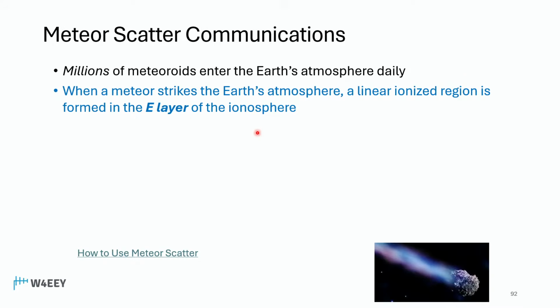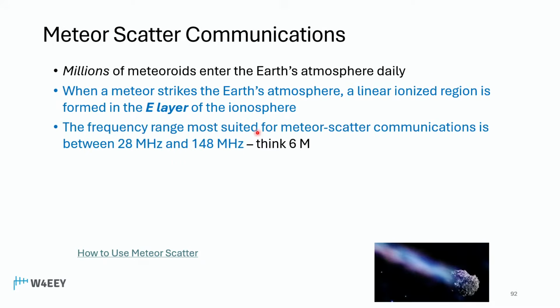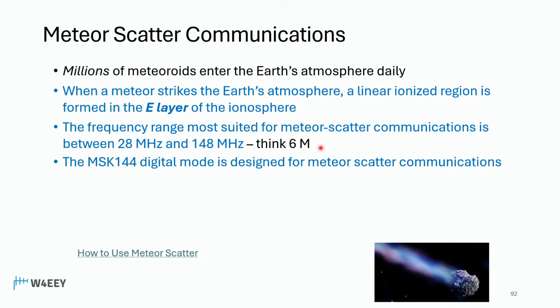Well, that isn't going to last very long because that thing's going to burn up right away. So what tricks can we use to be able to bounce signals off those meteor trails? We'll come to that in a minute. The frequency range most suited for meteor scatter is between 28 megahertz and 148. Think of 6 meters. And now that I finally have a 6-meter antenna, I want to try this. I just haven't gotten around to it yet.